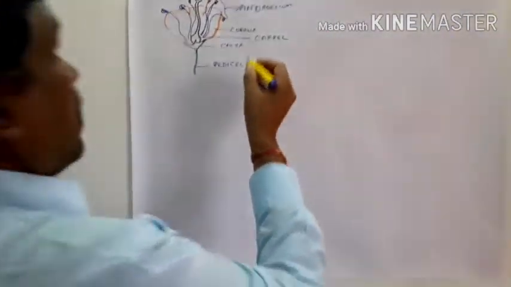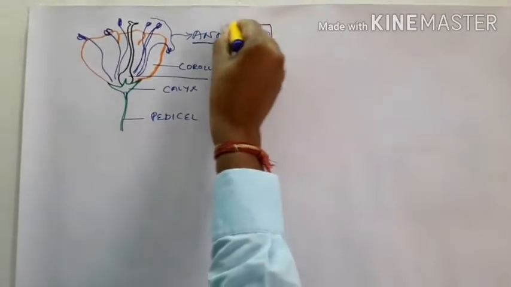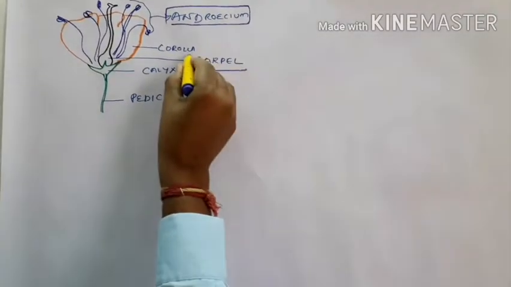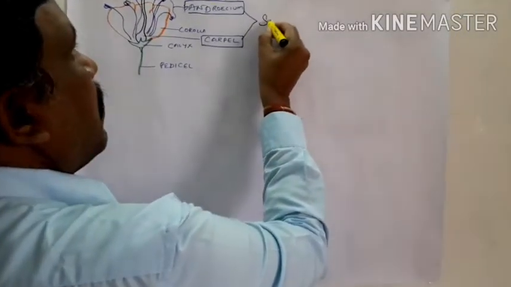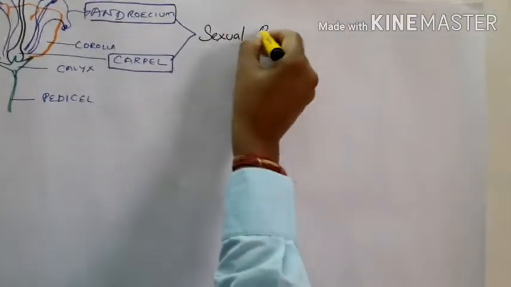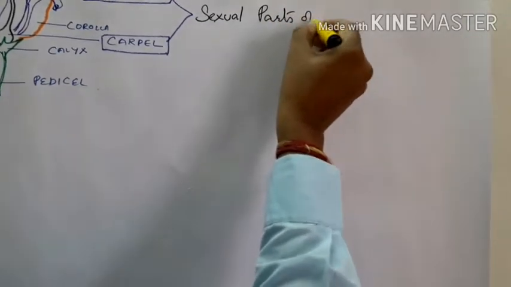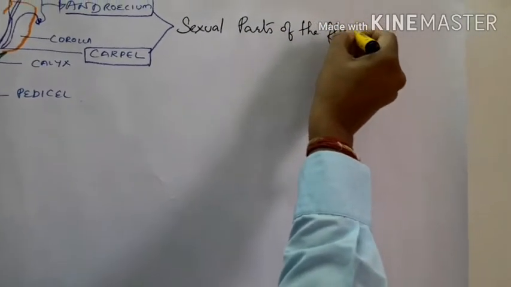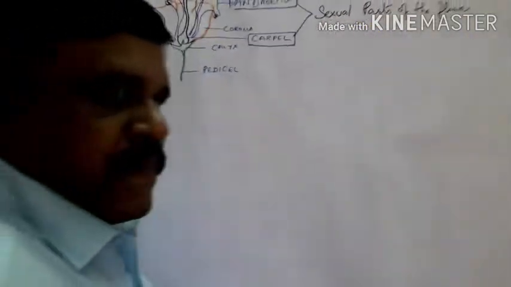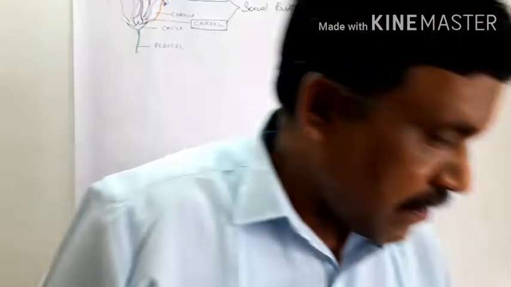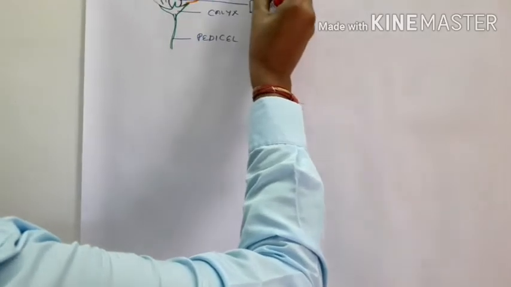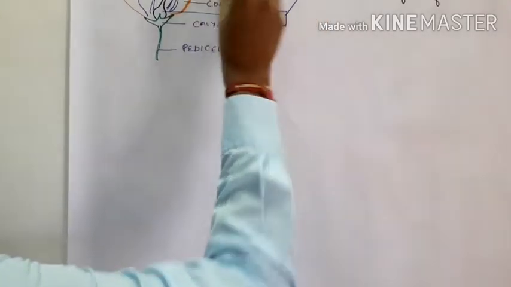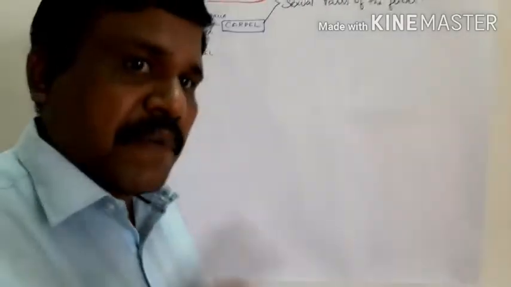So one is the androecium, another is the carpel. So these two are said to be the sexual parts of the flower. Well, children, in today's session we are going to deal with the androecium part. In today's class, we will be dealing with the androecium part.